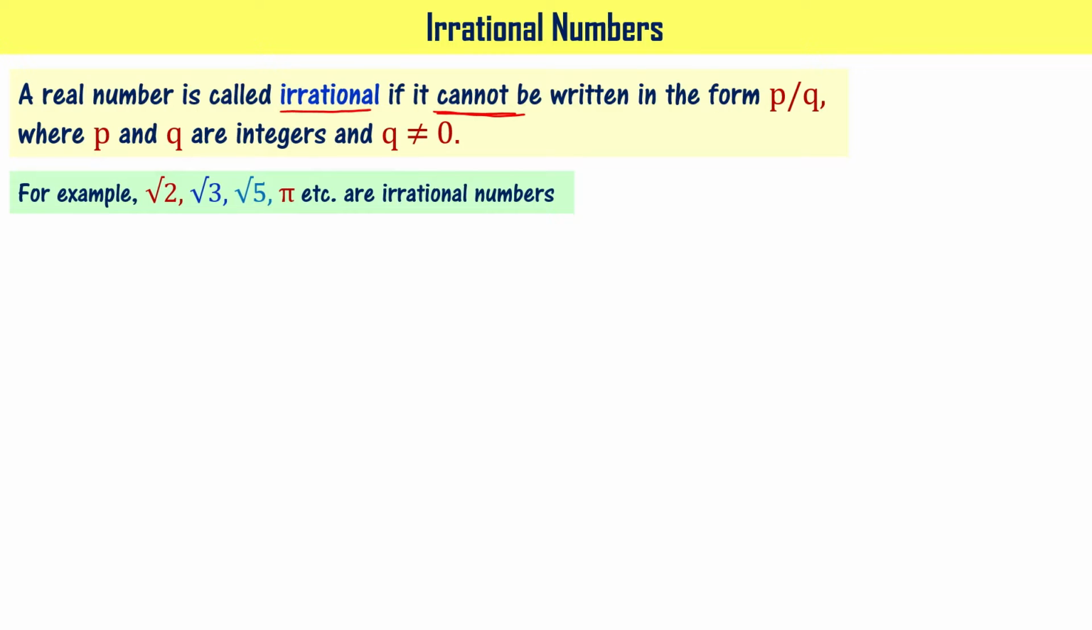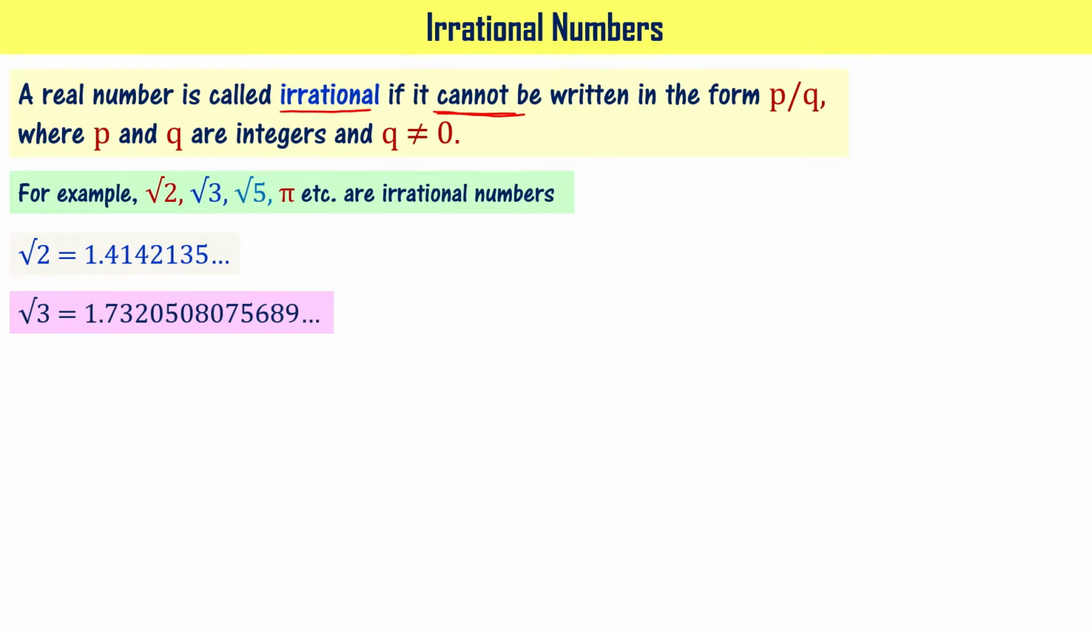For example, root 2, root 3, root 5, pi, etc. are irrational numbers, because they cannot be expressed in the form of p by q, where p and q are integers, right? But you can express these numbers in their decimal form. So root 2 can be written as 1.4142135 and so on. Root 3 can be written as 1.7320508075689 and so on.